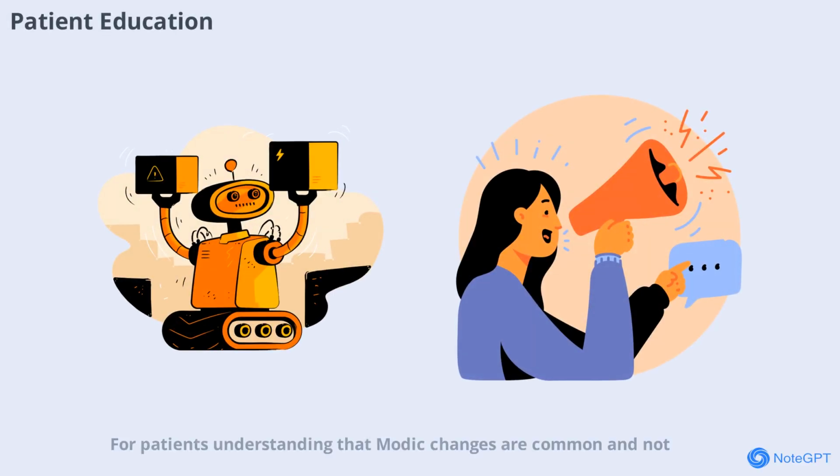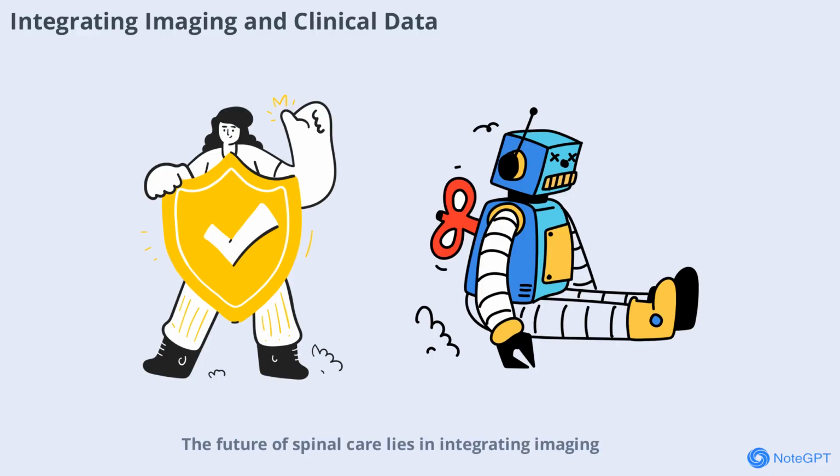For patients, understanding that Modic changes are common and not always linked to severe symptoms can be reassuring. Open communication with healthcare providers about MRI findings and treatment options is key to managing expectations and improving outcomes. The future of spinal care lies in integrating imaging findings like Modic changes with clinical assessments and patient-reported outcomes. This holistic approach can help tailor interventions and monitor disease progression more effectively.